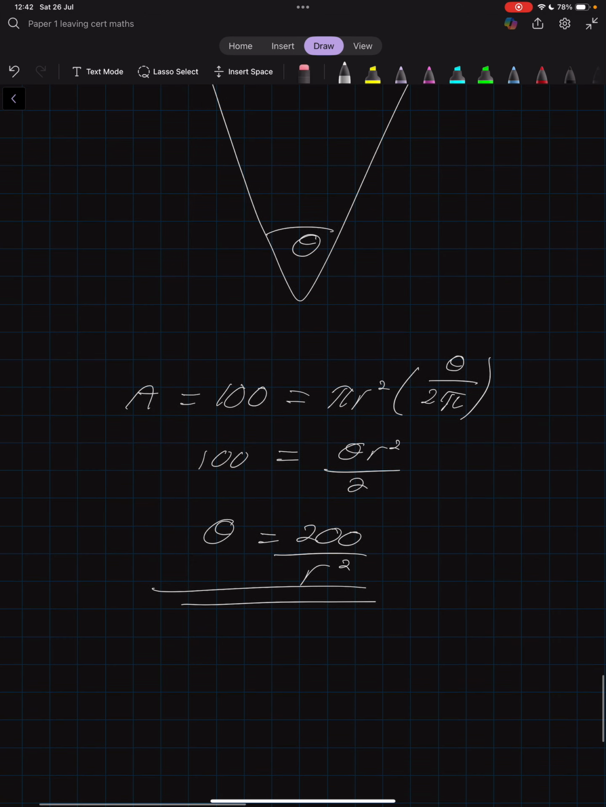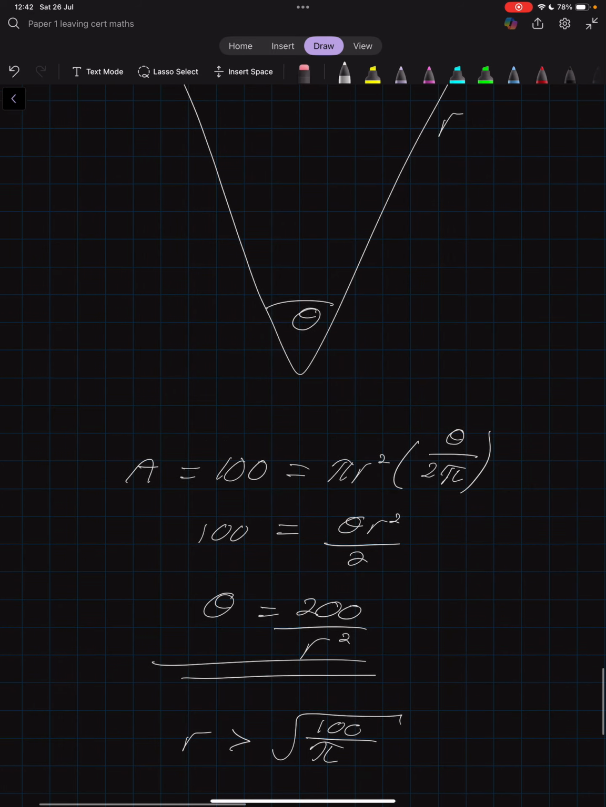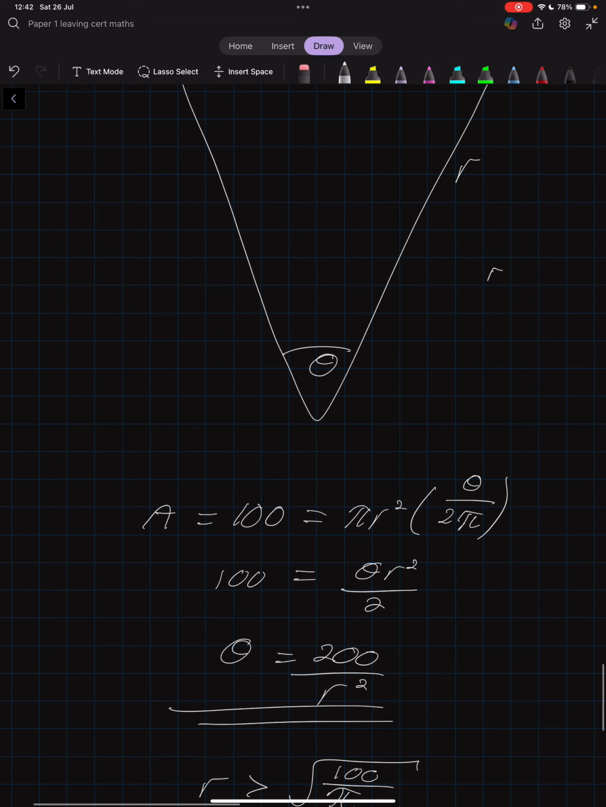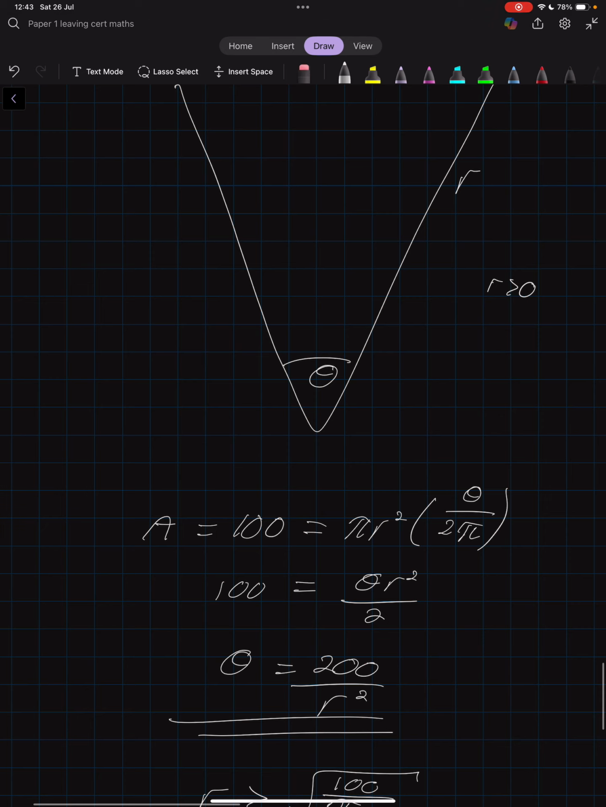It says explain why r has to be greater than root 100 over pi. So to do these, you always have to say what's the maximum you can be. So first of all, r obviously has to be greater than 0. Of course it does. But do we have any constraints on theta? Yes. Theta has to be greater than 0, but it also has to be less than 2 pi. Because they told us that we have a sector of a circle, which basically means that we don't have a full circle, and therefore it's less than 2 pi.